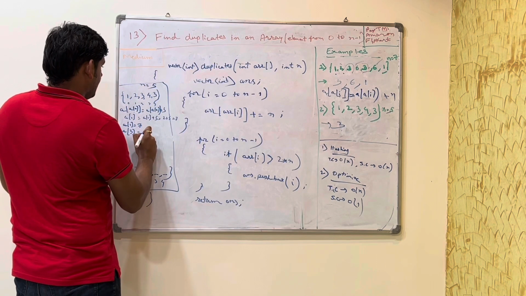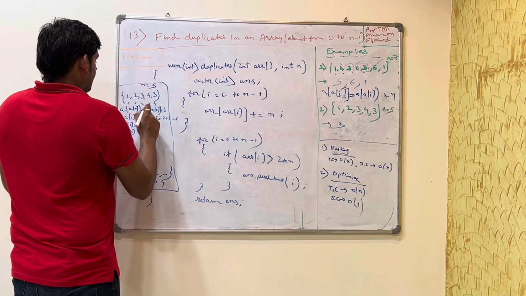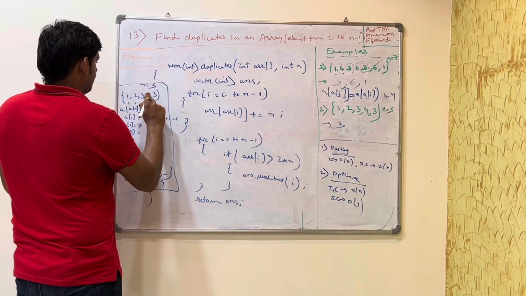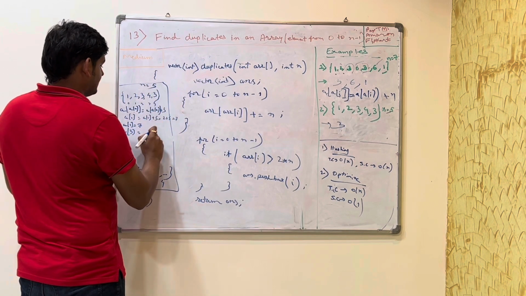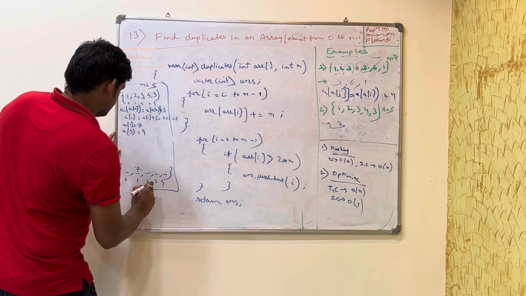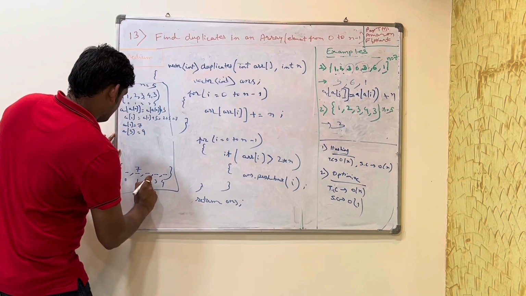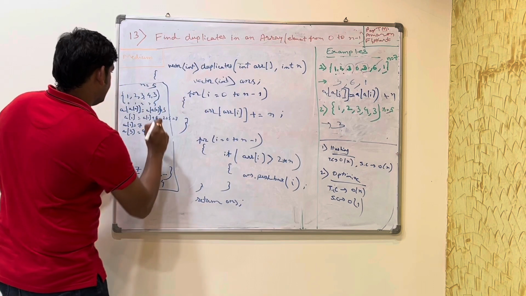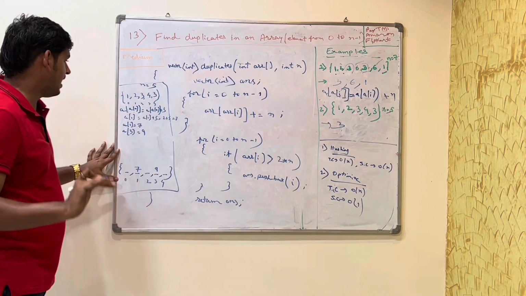What is A of 3? A of 3 is 0, 1, 2, 3, 4. 4 plus 5, that is 9, right? So A of 3 is 0, 1, 2, 3, this becomes 9. Earlier it was 4, now it has become 9.